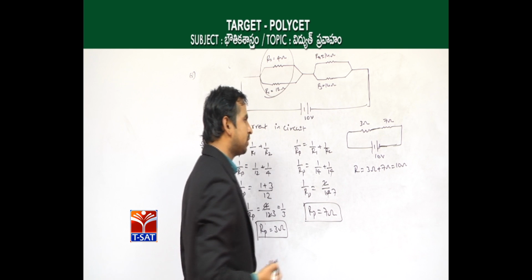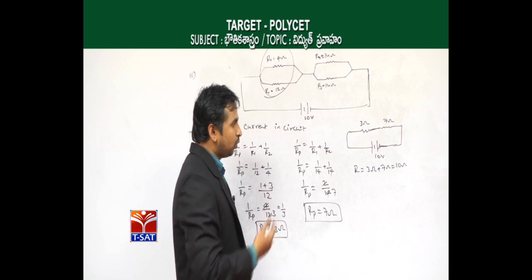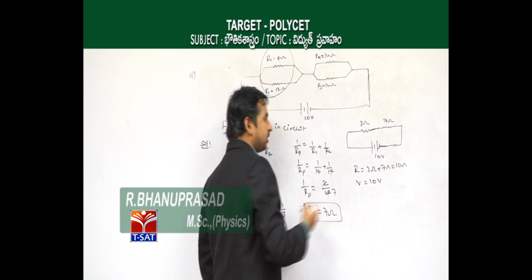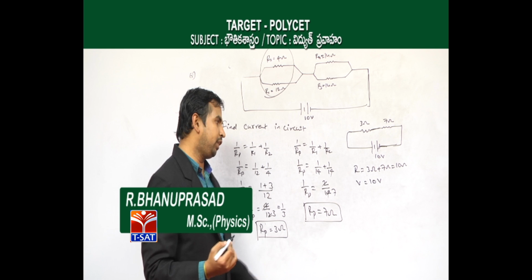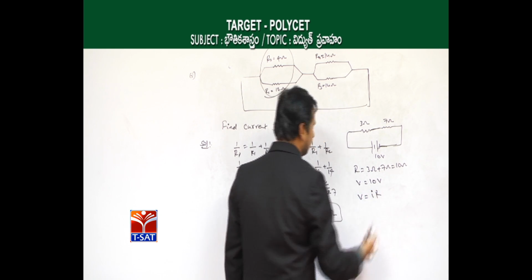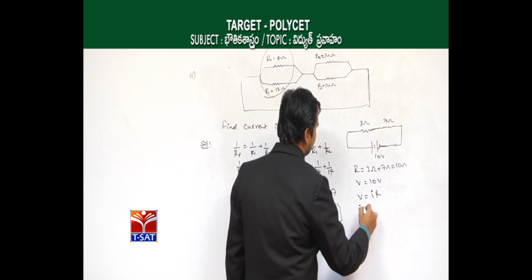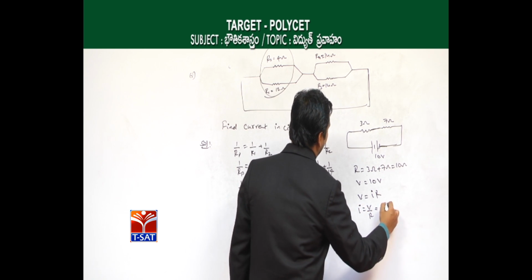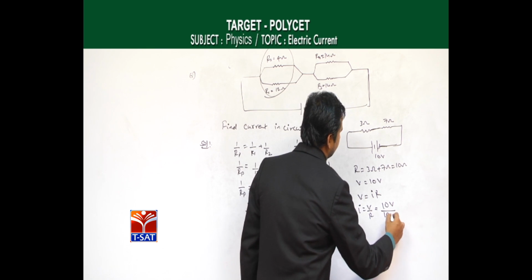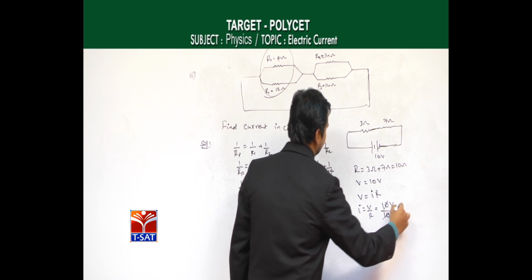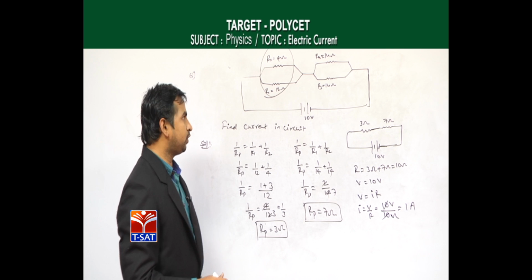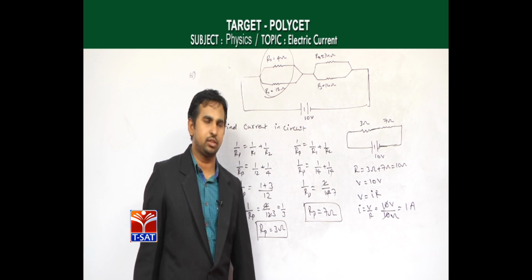Then the final resistance is 10 ohms and the voltage supplied is 10 volts. We got the resistance and the voltage, and we know that V is equal to IR. From this we can write I is equal to V by R, where the voltage is 10 volts and the final equivalent resistance is 10 ohms, so finally we get 1 ampere of current.